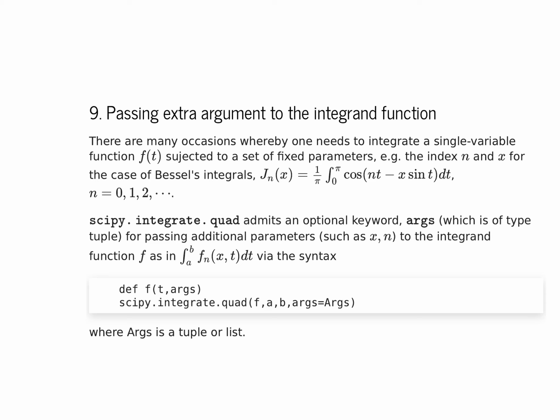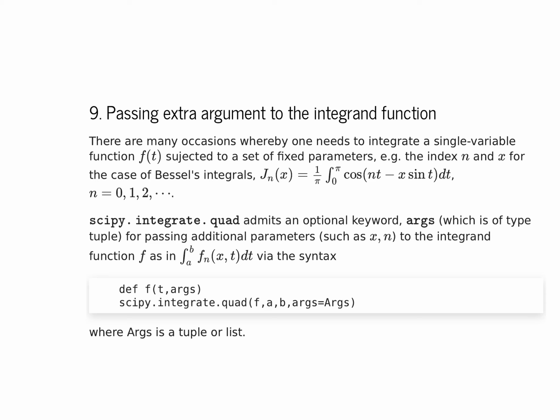There are many situations where the function we want to integrate, let us say f of t, also depends on some other fixed parameters. A good example is the integral definition of the Bessel function, J subscript n of x, which we saw is 1 over pi times the integral from 0 to pi of cosine of nt minus x sine t dt. Here, t is our variable of integration, but the function also depends on the parameters n and x, which are held constant during any single integration.